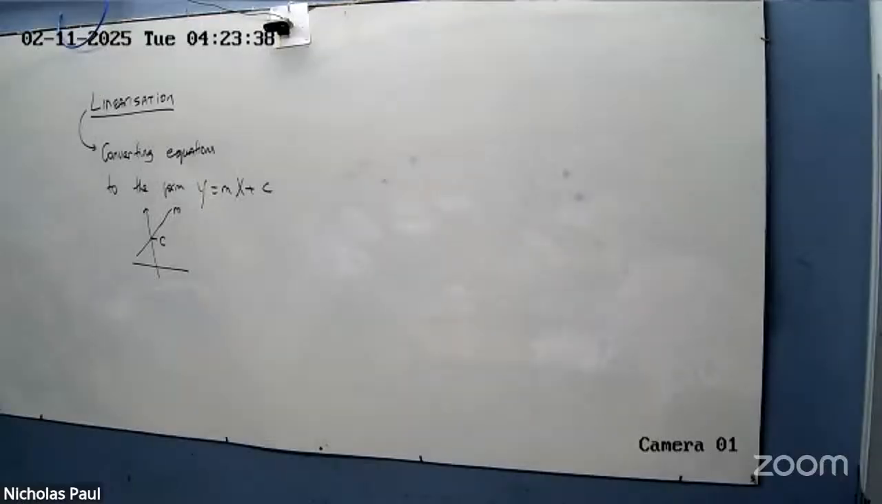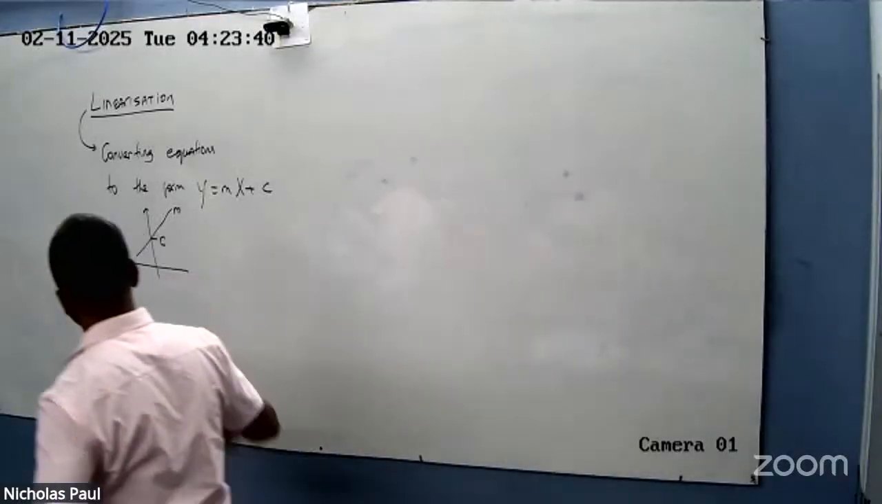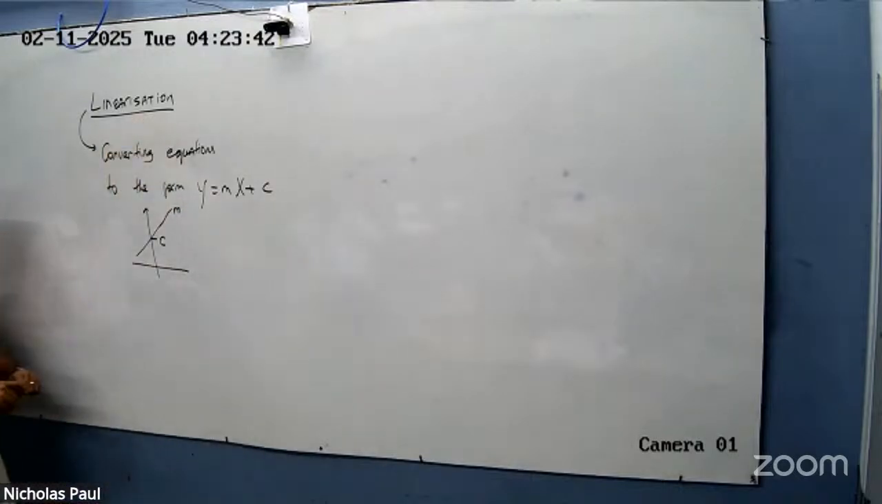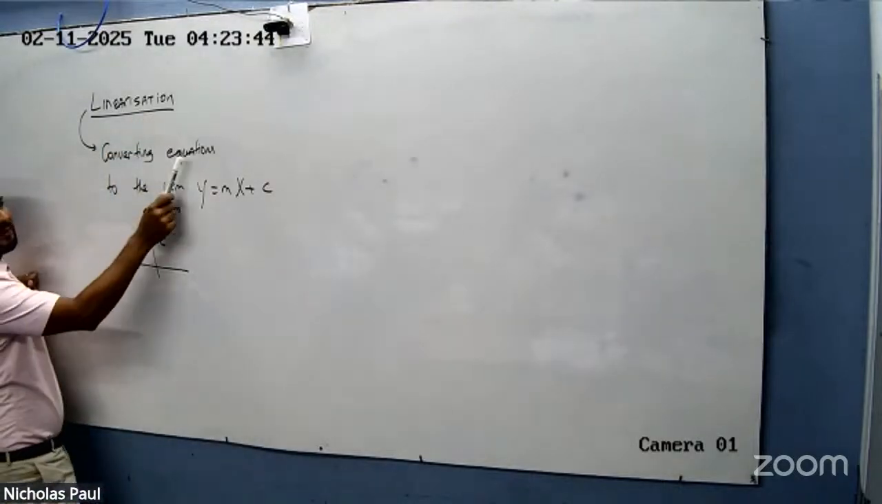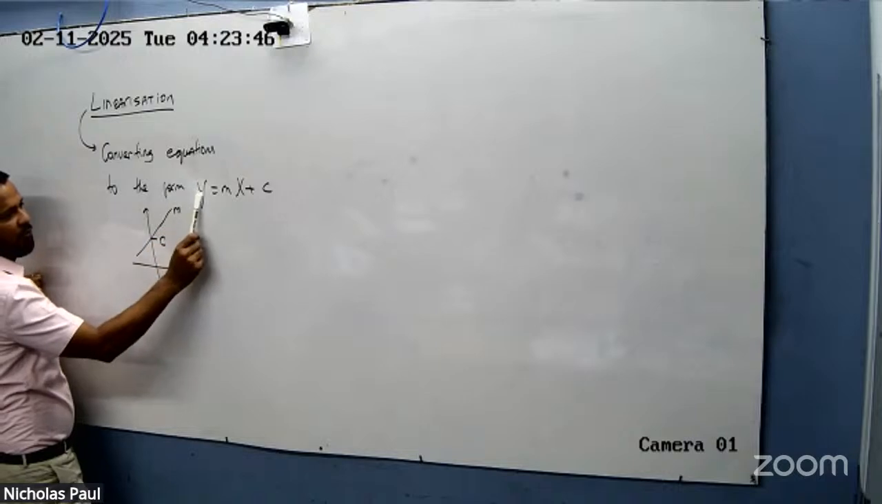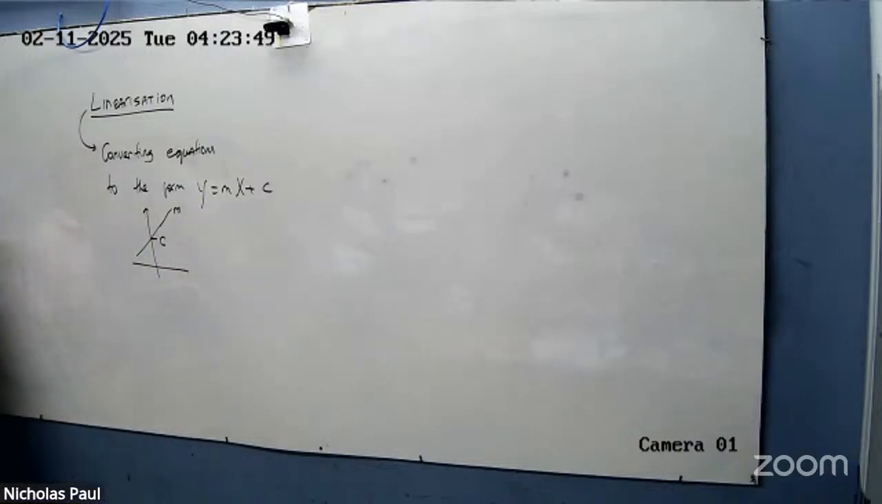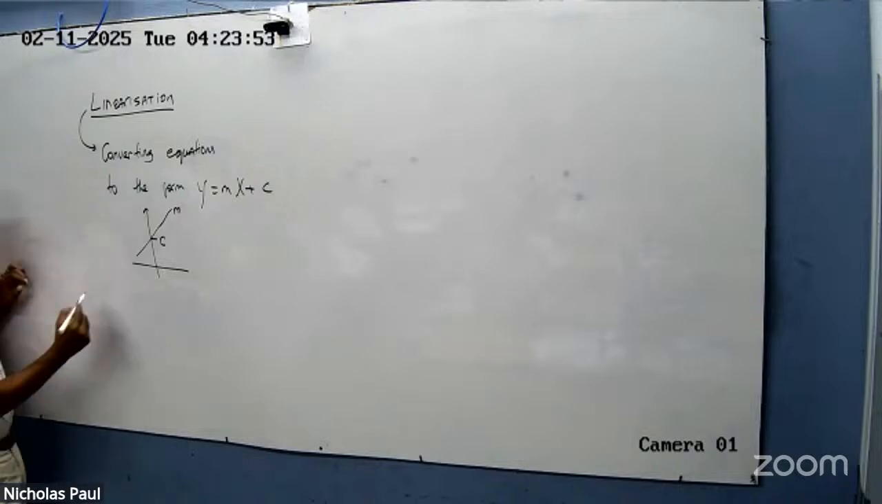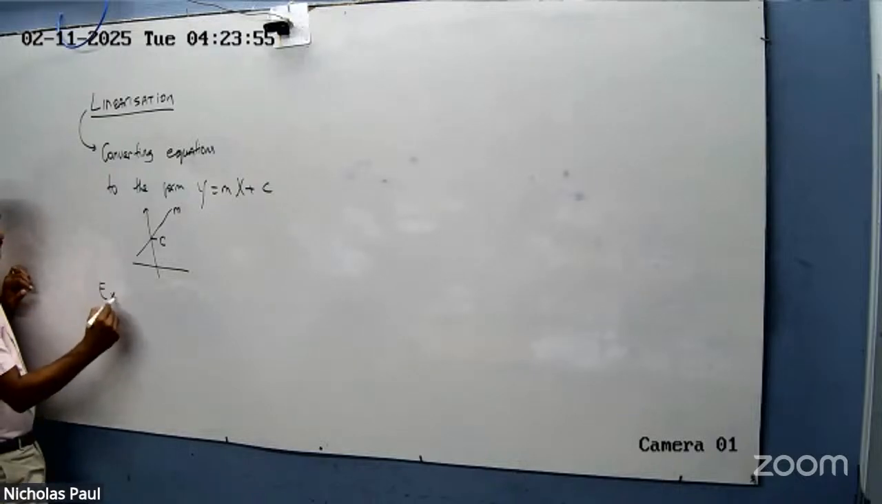All right, so what we're going to look at today is linearization. That's where we take any equation and write it in the form y is mx plus c. So we're going to take a curve and put it in a straight line. I'll give you a real easy example.